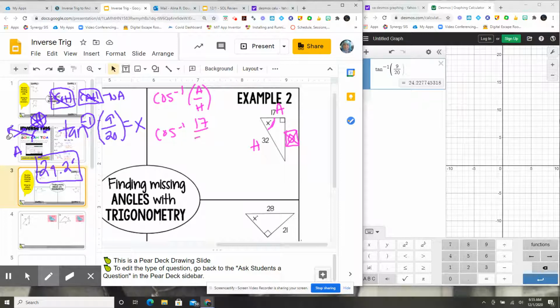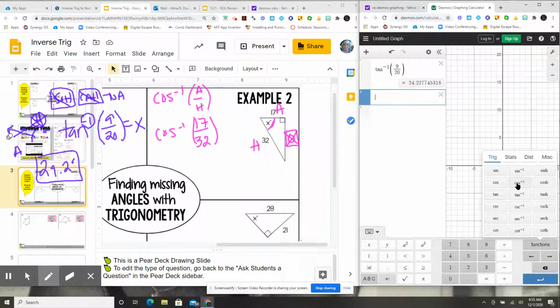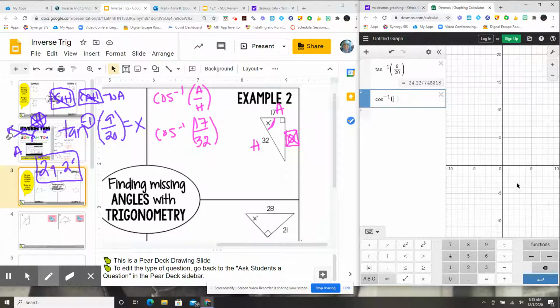Remember that 32, the hypotenuse always sinks down to the bottom. Then we're going to come over here and do functions. We're looking for an angle, so we need that -1. Cosine -1 of 17 divided by 32 is 57.9.